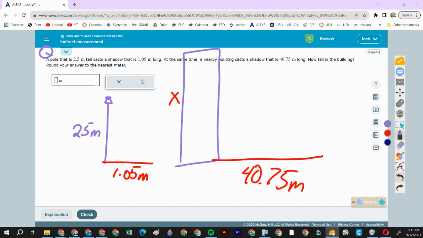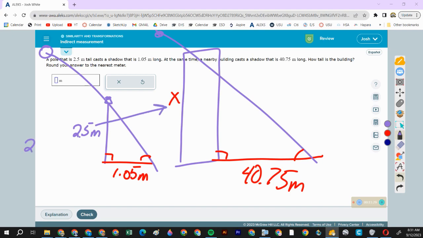So we have the sun shining, and that gives us two similar triangles. How do we know they're similar? Well, these are both right angles, unless somebody installed them incorrectly. And this angle is going to match that angle because it comes from the same sun. So we have two similar triangles. So what is the proportion?